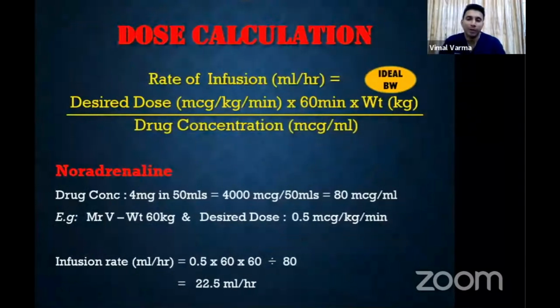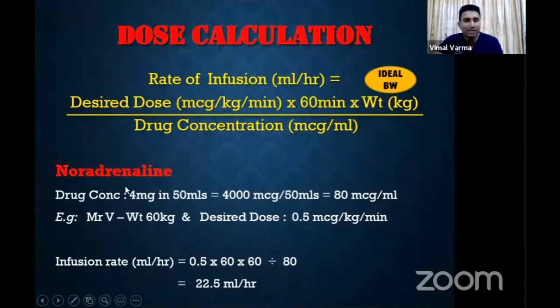Dose calculation. For every inotrope, this formula stands for calculation of the dose. What we are interested in in the ICU is how many ml per hour to be infused for the patient. How do we find that? The formula would be: desired dose. We fix on a dose first, whether we want 0.1, 0.2 or 0.5 mic per kg per minute, within the acceptable dose range. Then times 60 minutes, as we want to convert hours to minutes, and then the weight. The weight we take is ideal body weight, and divided by the drug concentration in mic per ml.